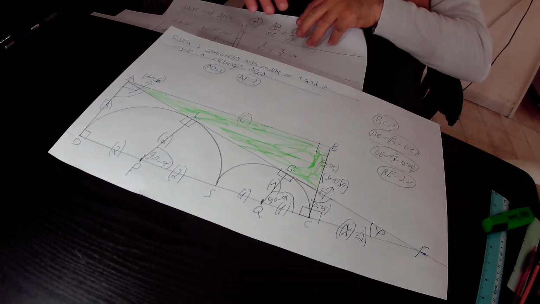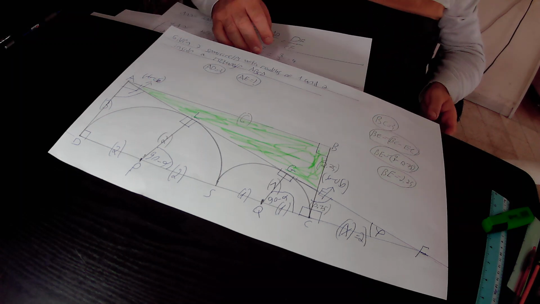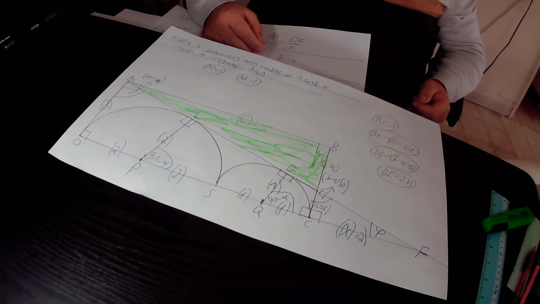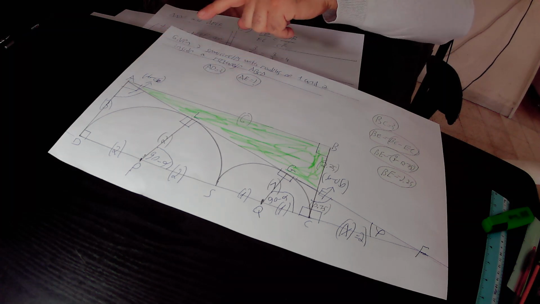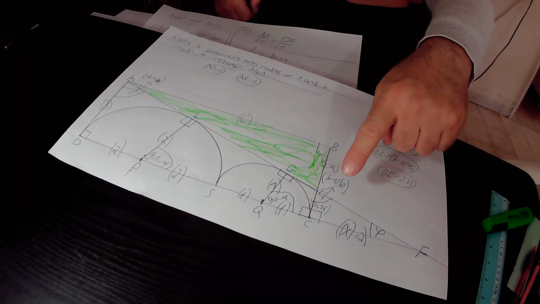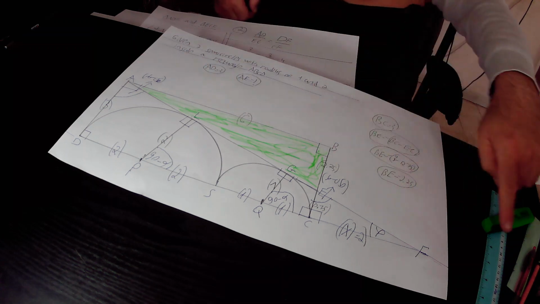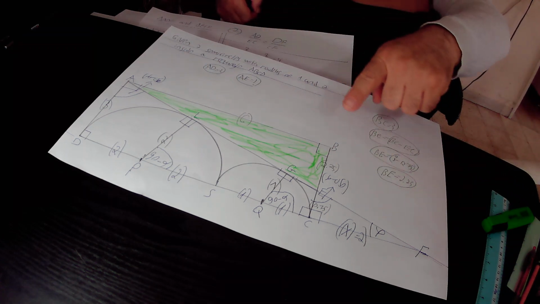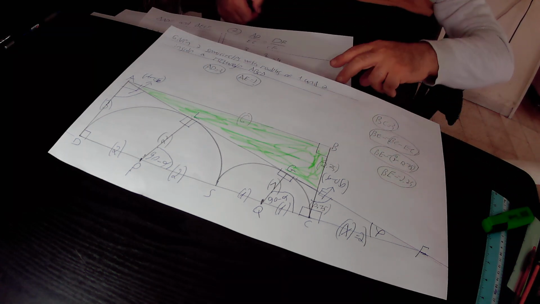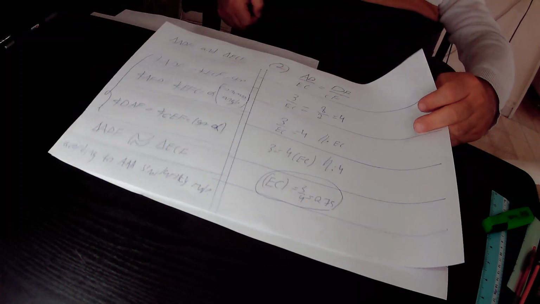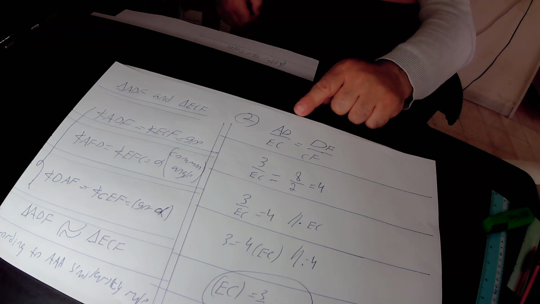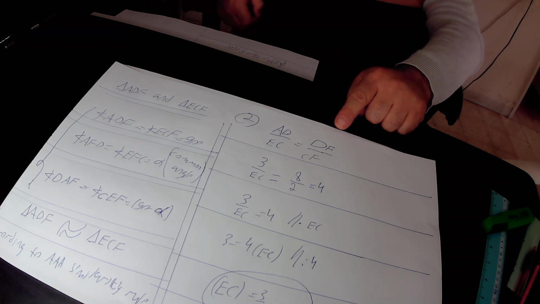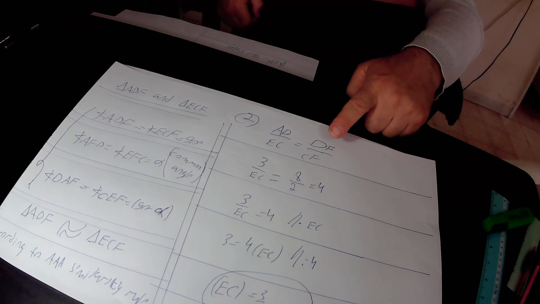And from the fact that those two right triangles are similar to each other, we derive that the following relationship exists between their sides. We derive that side AD in the big right triangle ADF, or side EC in the small right triangle ECF, equals side DF in the big right triangle ADF, or side CF in the small right triangle ECF.